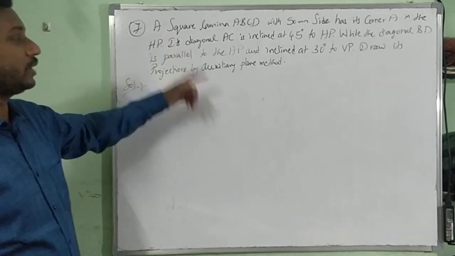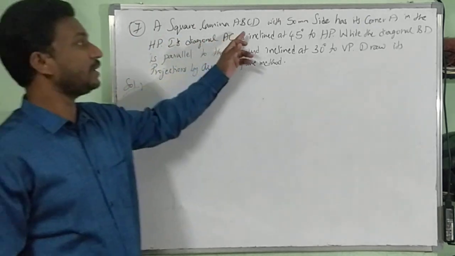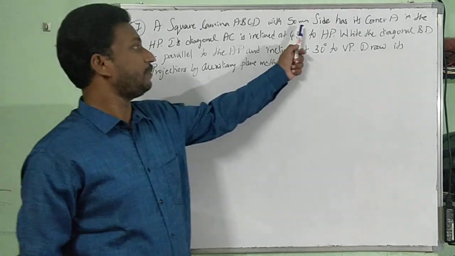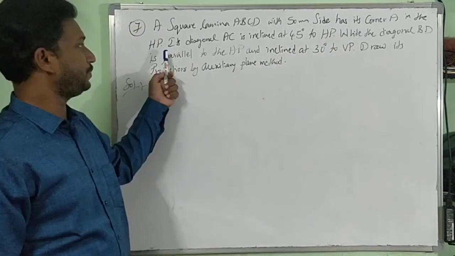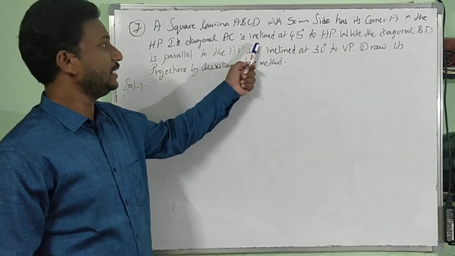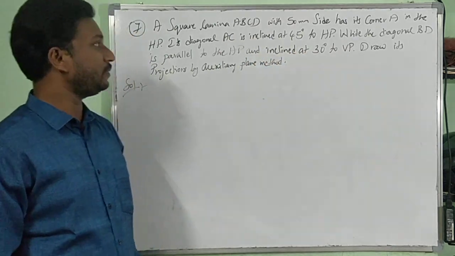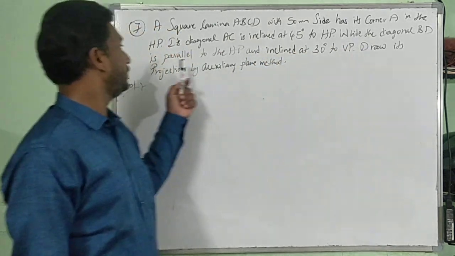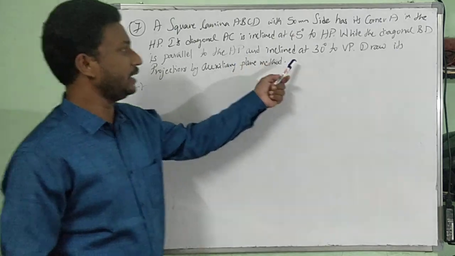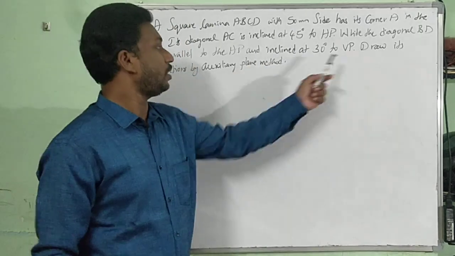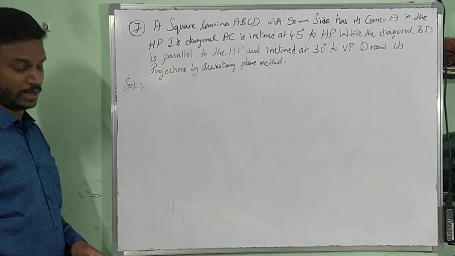Look at this question. A square lamina ABCD with 50 mm side has its corner A in the HP. Its diagonal AC is inclined at 45 degrees to HP, while the diagonal BD is parallel to HP and inclined at 30 degrees to VP. Draw its projections by auxiliary plane method.